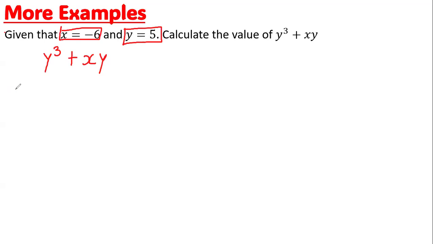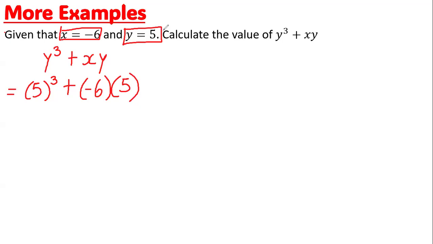So let's substitute. Wherever we see y, we put what? 5. So it's gonna be 5 raised to the power of 3, plus, if you know the final answer, you can put it inside the chat. What is x? -6. Multiplied by, what is y? Y is 5 again. Good. Y is 5. And so that's what we're gonna do now.